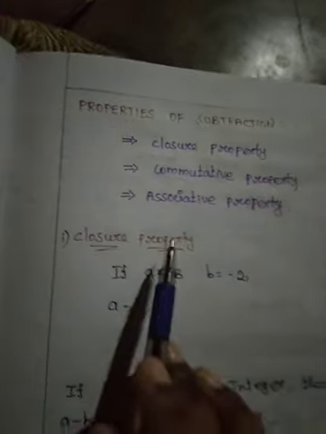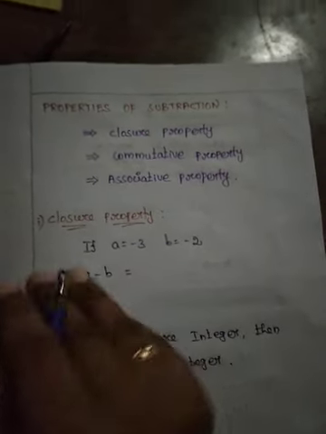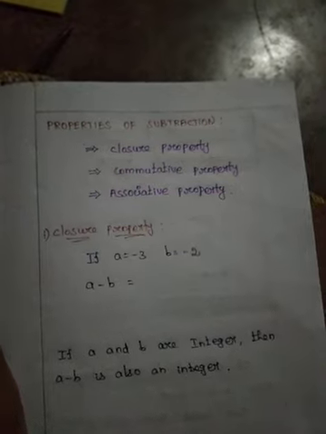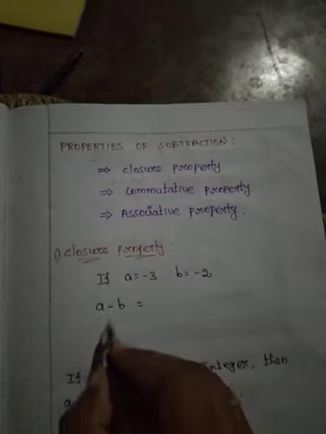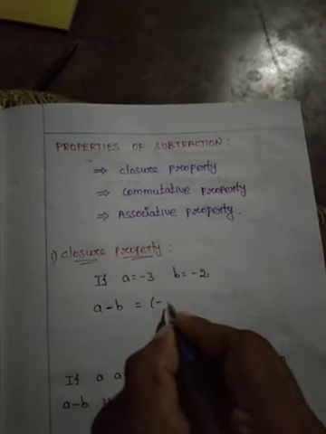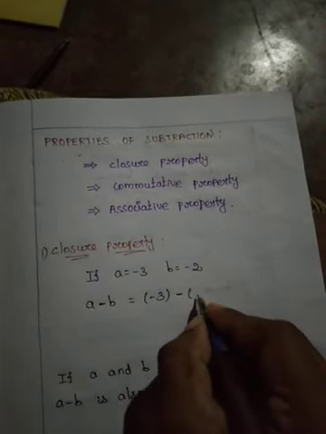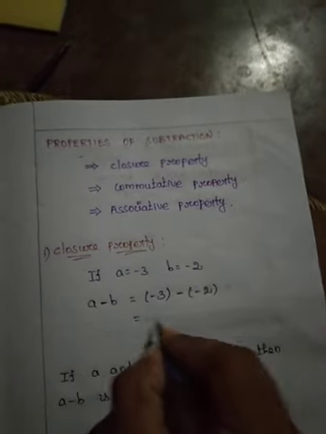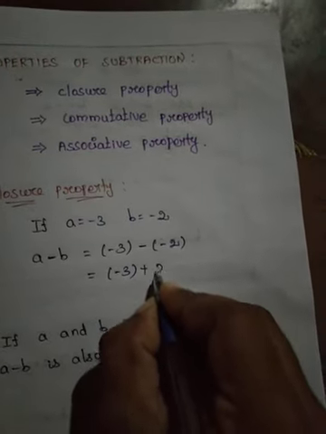See the first one, closure property. I take the value a equal to minus 3, b equal to minus 2. Okay. What is the closure property of addition? It is a plus b. But for subtraction, see a minus b. What is the value of a? Minus 3. In this subtraction, the value of b is minus 2. Very good. Minus 3, minus of minus 2 is plus 2.